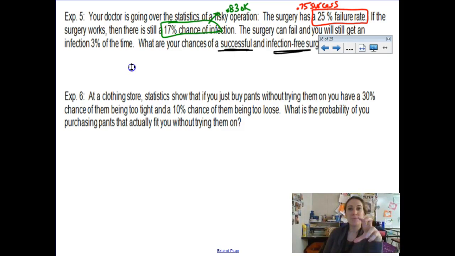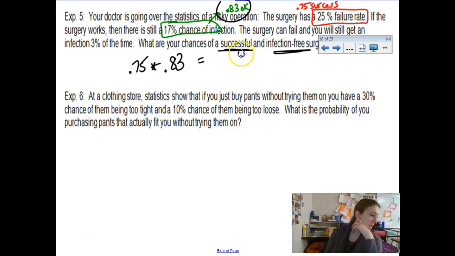So these are dependent events, so you have to make sure you pull the right formula. So 75% chance that it's successful, and then once you know you're successful, you still have a 17% chance of infection, but we said that's an 83% chance of being okay. So I'm going to have to multiply these together, which I didn't do. So whatever that is.